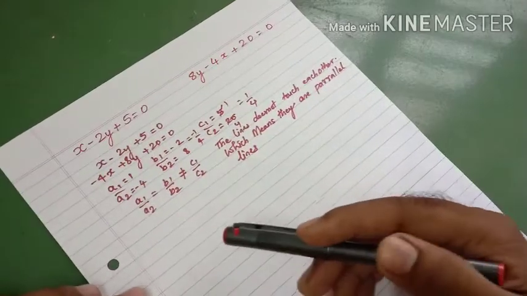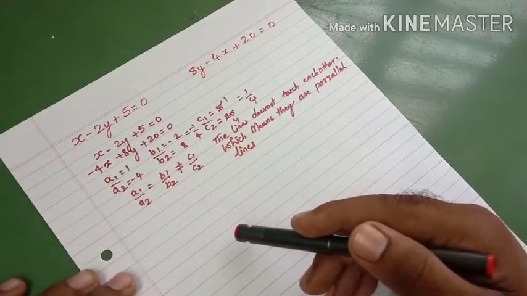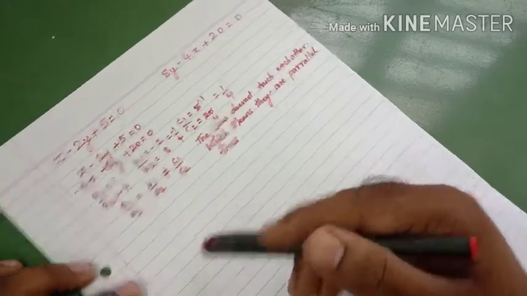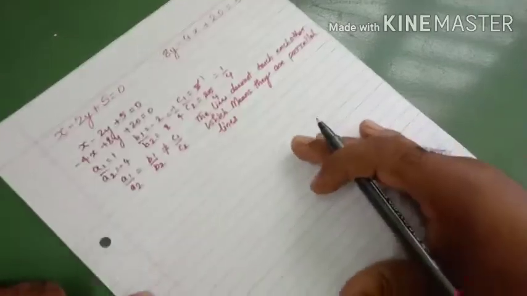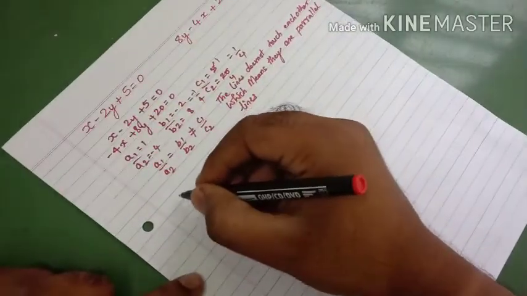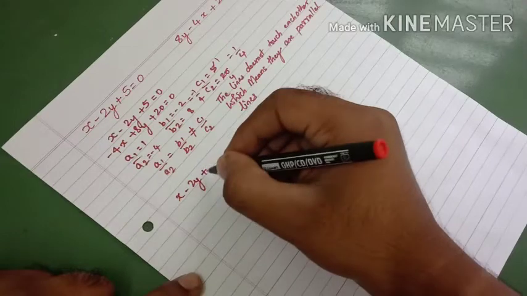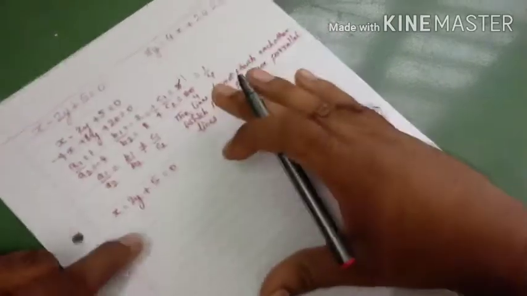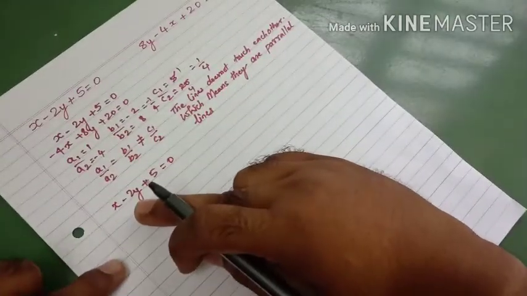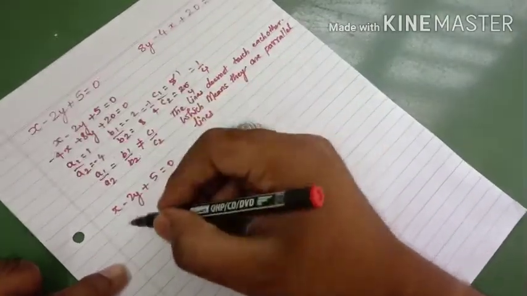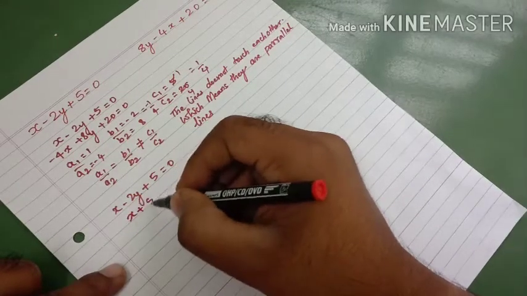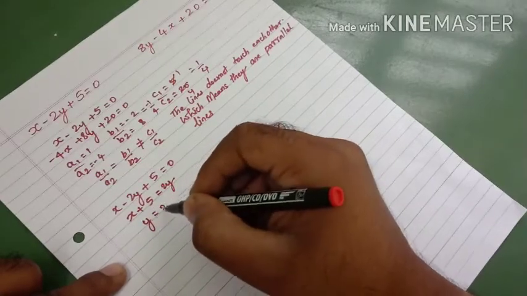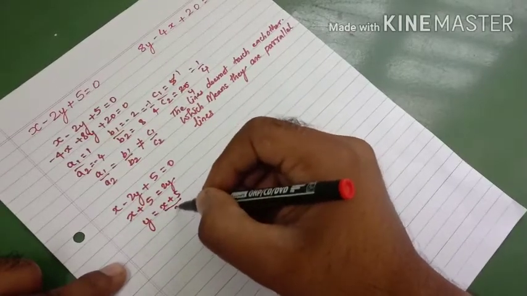Let's plot the graph and see how this condition is satisfied graphically. So the first equation we have is x minus 2y plus 5 equal to 0. Now I need y, so I am going to send the minus 2y to the other side and keep the remaining things on this side. So that becomes x plus 5 is equal to 2y. I need only y, so y is equal to (x plus 5) by 2.